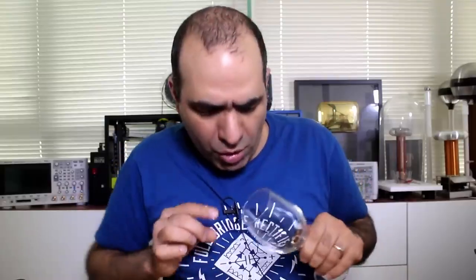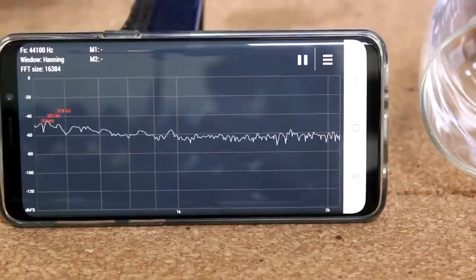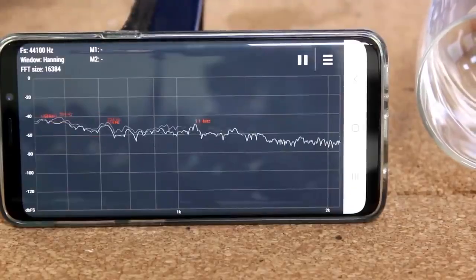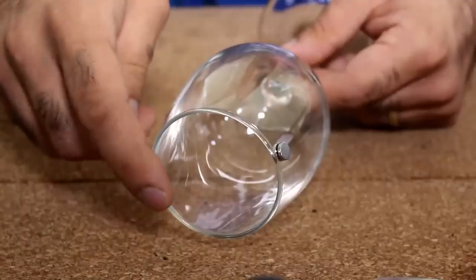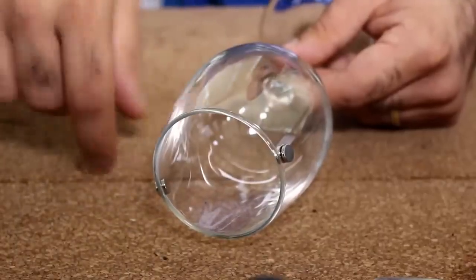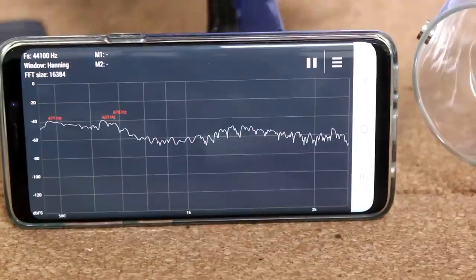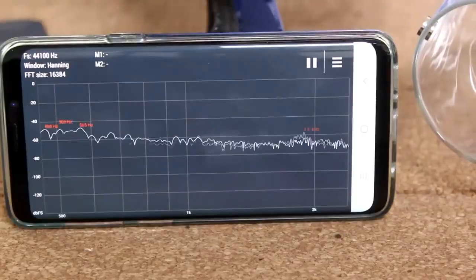We can try this. Here I have a glass that makes one tone. We can see the frequency spectrum on my phone. Only one peak at 1.1 kHz. Now I added magnets to the glass as weight, so it resonates slower this way and faster that way. Now if I flick the glass, you see two peaks.